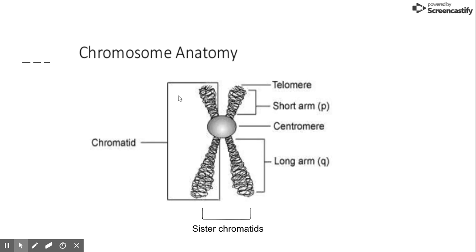So, first, we have the two sides of the chromosome. Each side is called a chromatid. When we're talking about the two of them, we call them sister chromatids. So these are both sister chromatids. Each side is a chromatid. Then we have the arms, and we have the centromere where the two chromatids are connected. And then we have the telomere, which is the end of a chromosome arm.